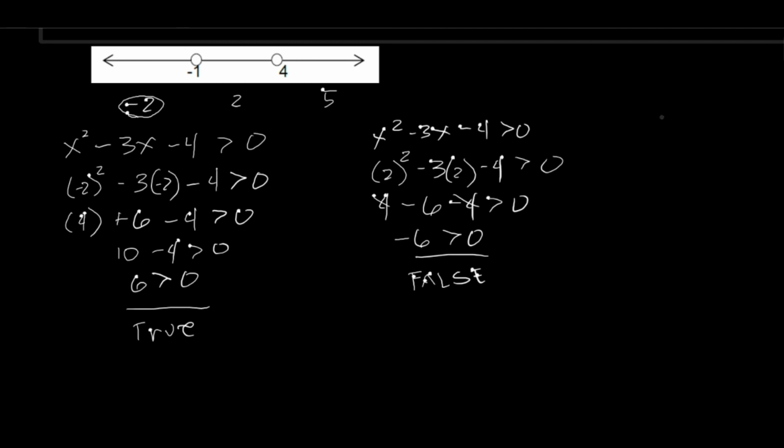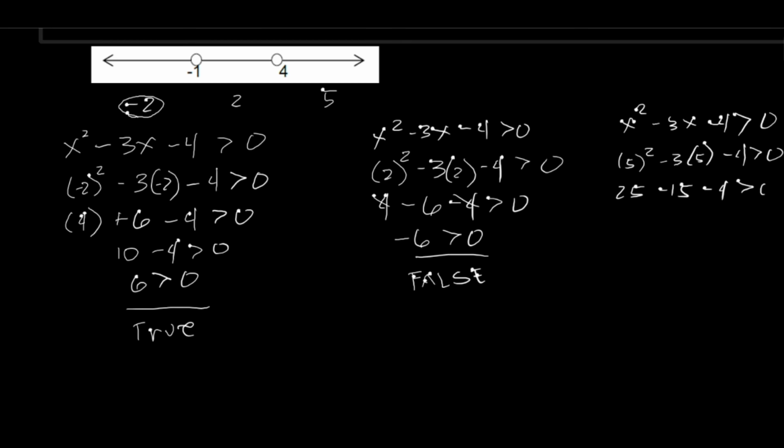Now, solve naman natin yung 5, substitute natin. Okay. So, x squared minus 3x minus 4 is greater than 0. And 5 squared minus 3 times 5 minus 4 is greater than 0. Then 25 minus 15 minus 4 is greater than 0. So, 25 minus 19 greater than 0. So, the answer is 6. So, this one is true. So, meaning, yung ating test point na 5 is a part of the solution.